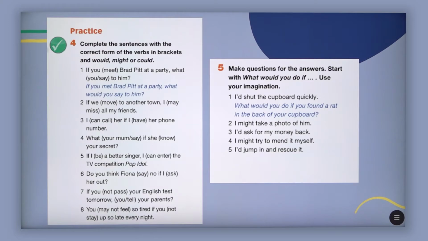And fifth, you've got making questions for the answers. Start with, what would you do if? Use your imaginations. Here we've got the first example given. I'd shut the cupboard quickly. What would you do if you found a rat in the back of your cupboard? Discuss with your peers and then see what are the situations that you are imagining yourself being in.